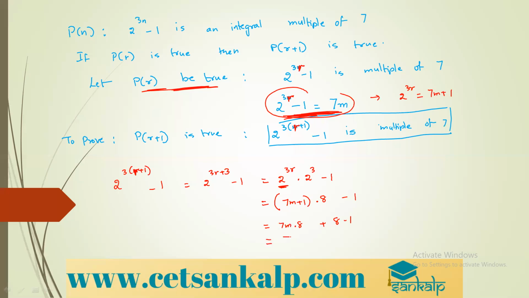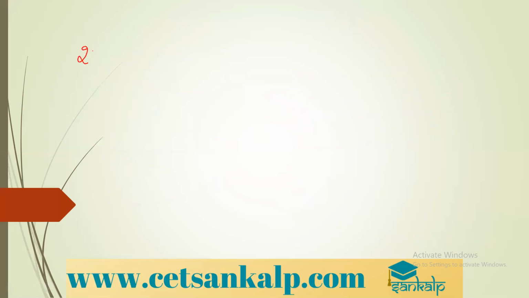Or I will write 7m into 8 plus 7. Or I will take 7 out, so 8m plus 1. Instead of 8m plus 1, I will write k, 7k. So I started with this and I got this. What did I start with? I started with 2 power 3 into r plus 1 minus 1 and I got it as 7k, multiple of 7. So I have proved that P of r plus 1 is true. This is what I have to prove.